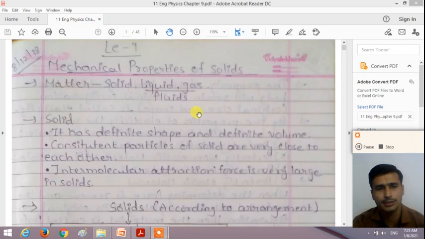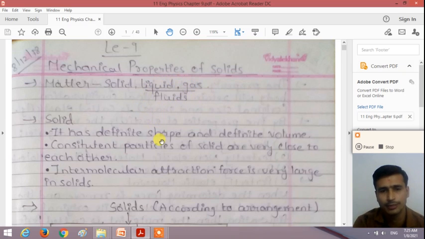So dear student, we know that there are three states of matter: solid, liquid and gaseous. Liquid and gas are commonly known as the fluids. Fluids are matter that can flow. The matter that can flow is called the fluids. So liquid and gas are considered as the fluids, which we will discuss in the next chapter, properties of the fluid. So let us start with the solid.